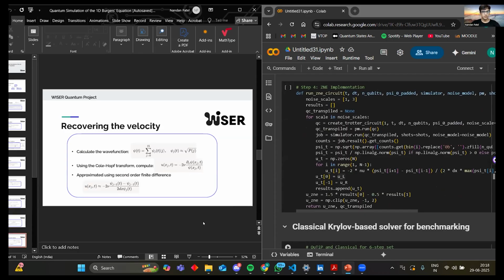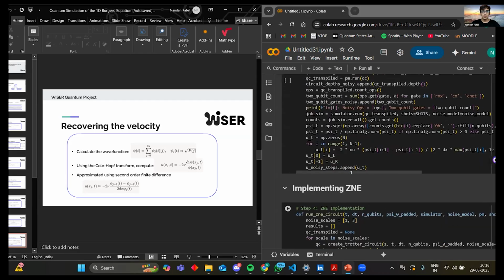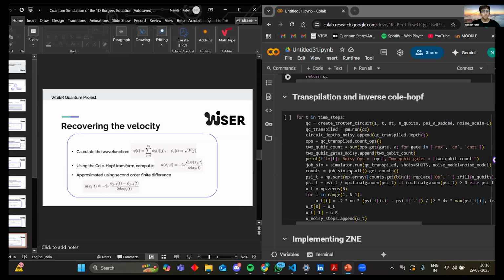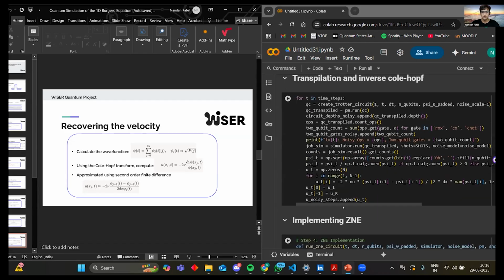Now, for the classical post-processing, we have 16 different wave function points for 16 different grid points, and we sum them all to get the overall wave function psi value. And then we use the inverse Cole-Hopf transform to compute the u value given the psi value. And this can also be approximated using a second order finite difference method. The transpilation along with the classical post-processing takes place in one code block, and this can be seen in the code on the right. You can see that we have performed the transpilation and the post-processing accordingly.